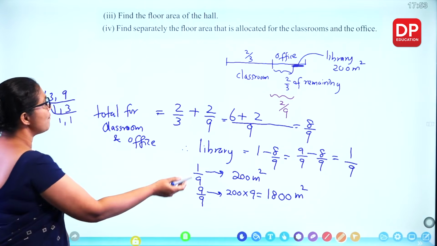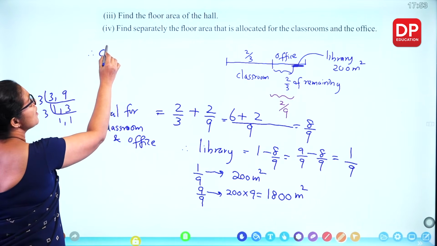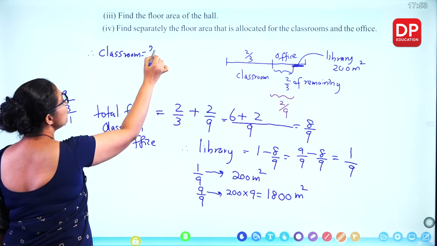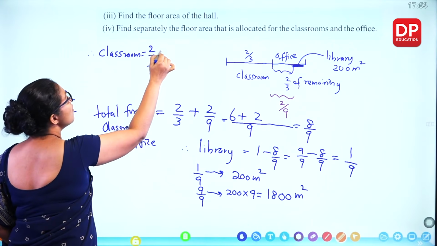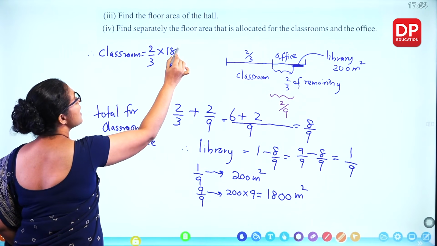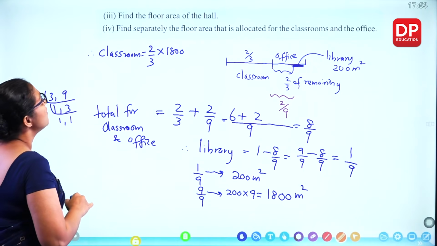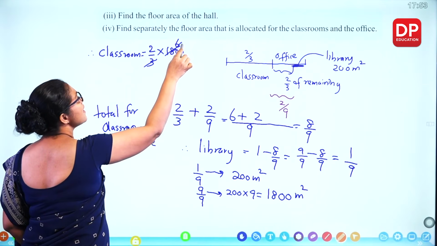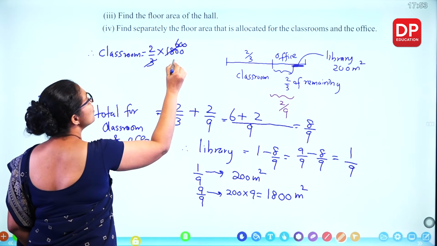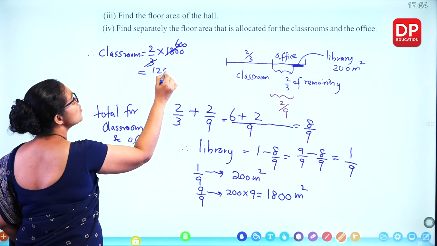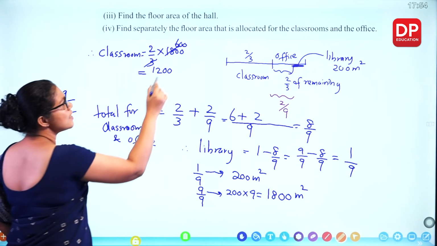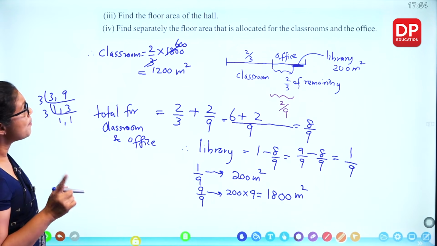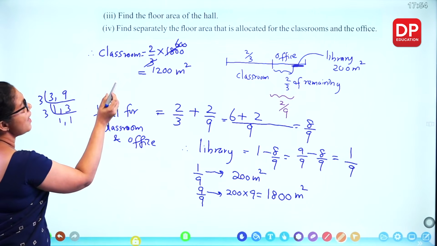So we can separately find out. So what about the classroom area? 2/3 of the full amount, 1800. So what is the value? You can simplify. 3 times 6, you get 600 times 2. That's equal to 1200. What's the unit here? Square meters.